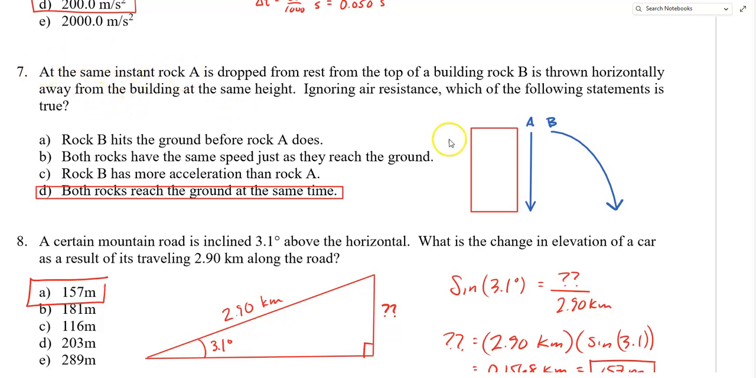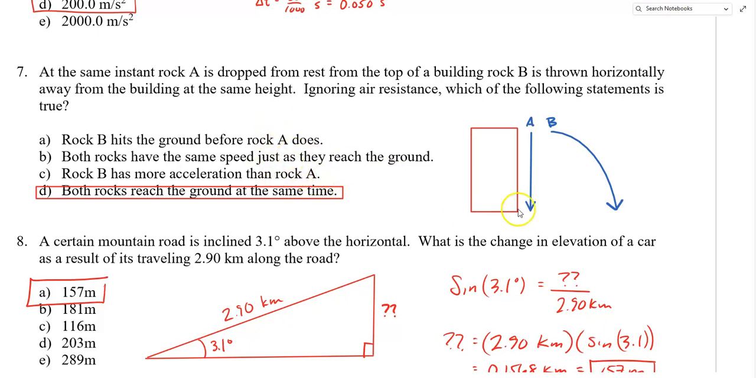On number 7, I ended up creating a small sketch here to help make sense of the problem. We have rock A that's dropped from the top of a building, but rock B is thrown horizontally from the same position. As long as we ignore air resistance and we assume ideal conditions, which of the statements is true? Does rock B, that follows the curved path, hit the ground before A? Do they have the same speed just as they reach the ground? Does rock B have more acceleration?